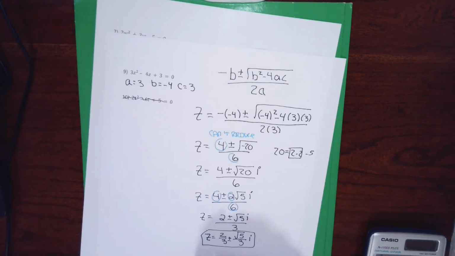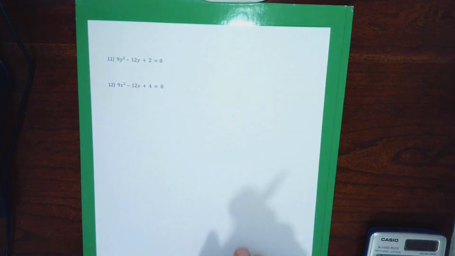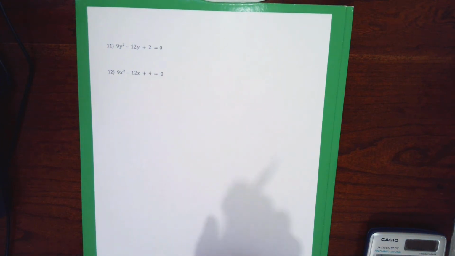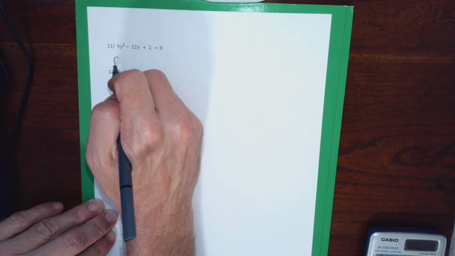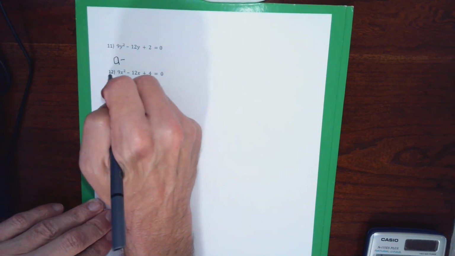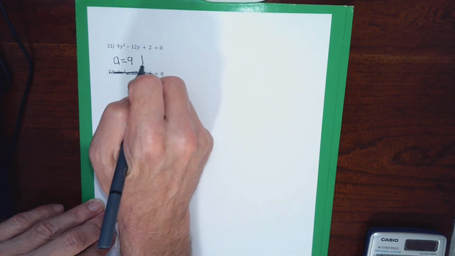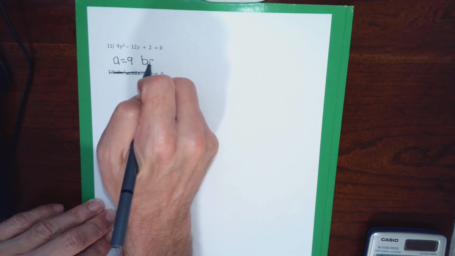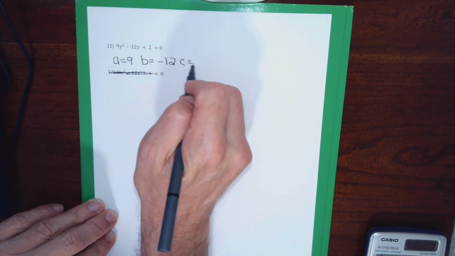Okay, I need to skip some more because we're already 5 minutes into this video, and let's do number 11 together just to knock out some of your homework. So in number 11, the A is going to equal 9. The B is going to equal negative 12. The C is going to equal 2.